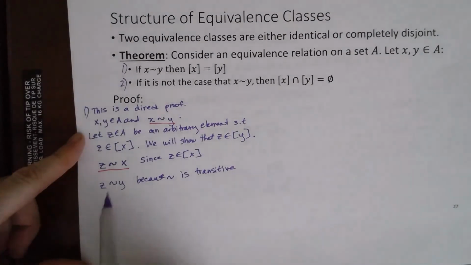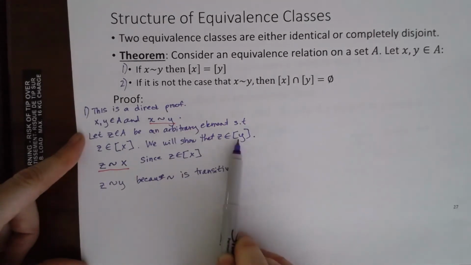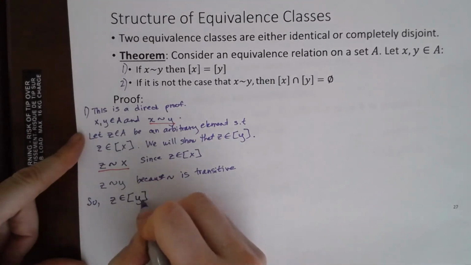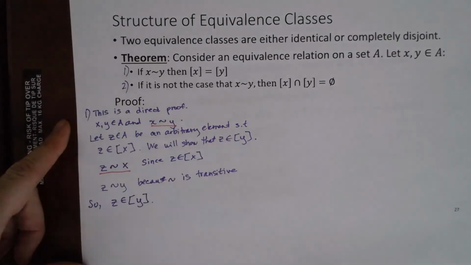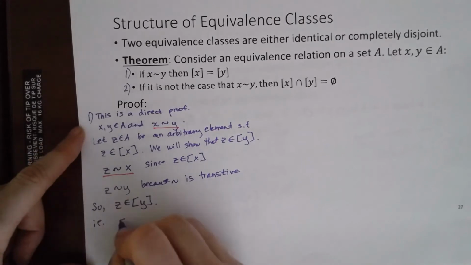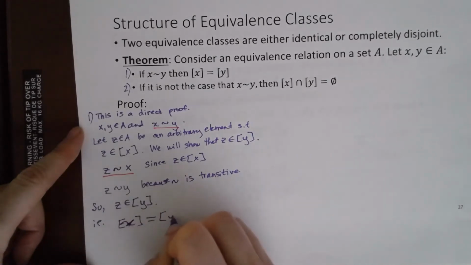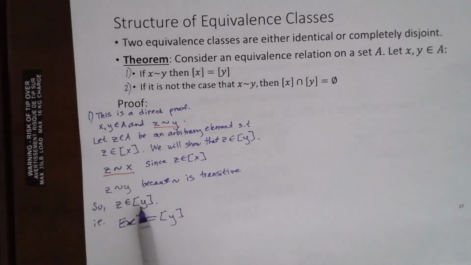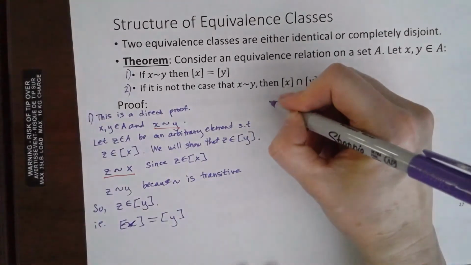Okay. And if Z is related to Y, does that mean that it's in the equivalence class of Y? Yes. So Z has to be in the equivalence class of Y. Okay. And that's exactly what we are. So in other words, we know that this set X has to be the same as this one Y, because whenever I find an element that's in X, it also has to be in the equivalence class of Y. Okay, so that takes care of number one.